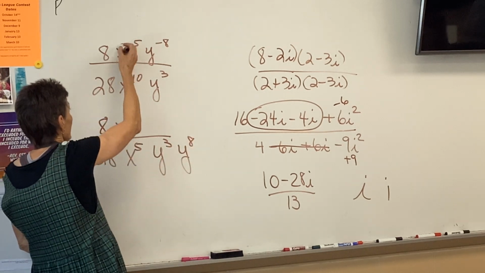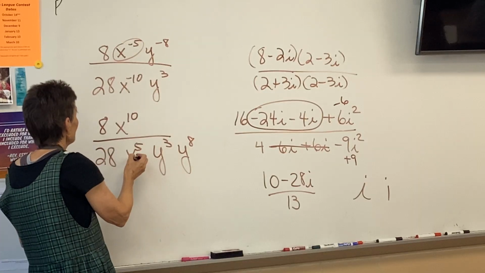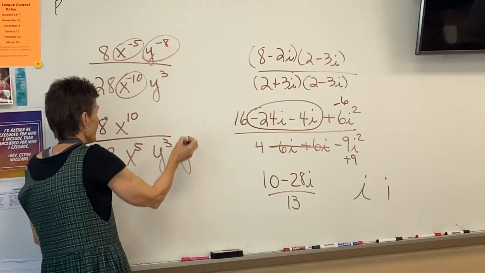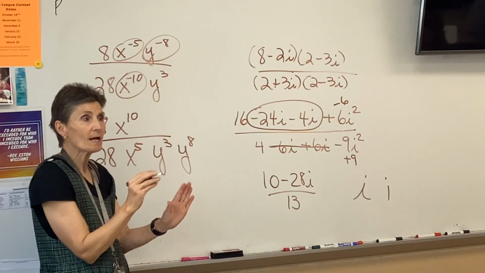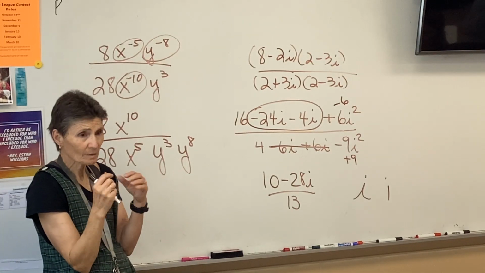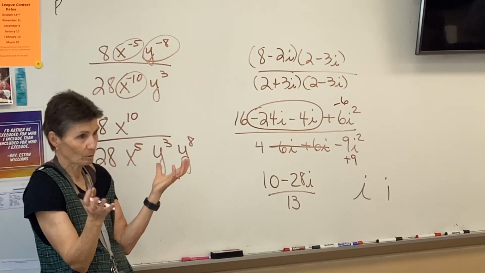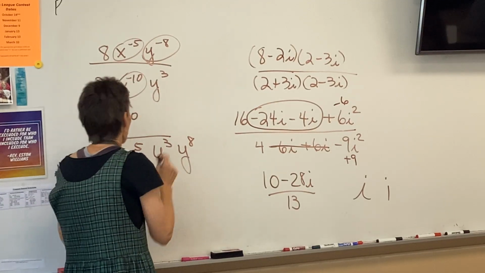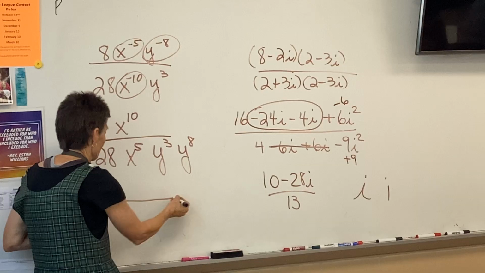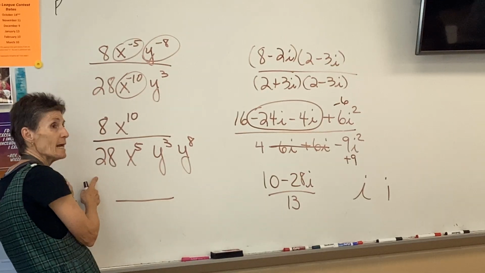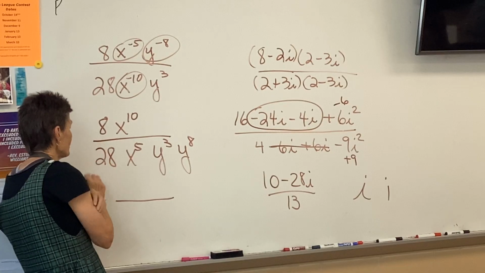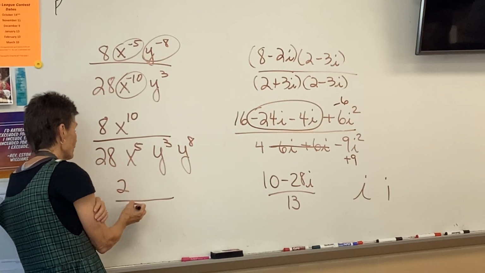So this one came down, this one went up, and this one came down. So I'm not done with the problem, but I personally couldn't deal with all those negatives. So now I can start simplifying. 8 and 28 are both divisible by 4, so I'll reduce that, 2 over 7.